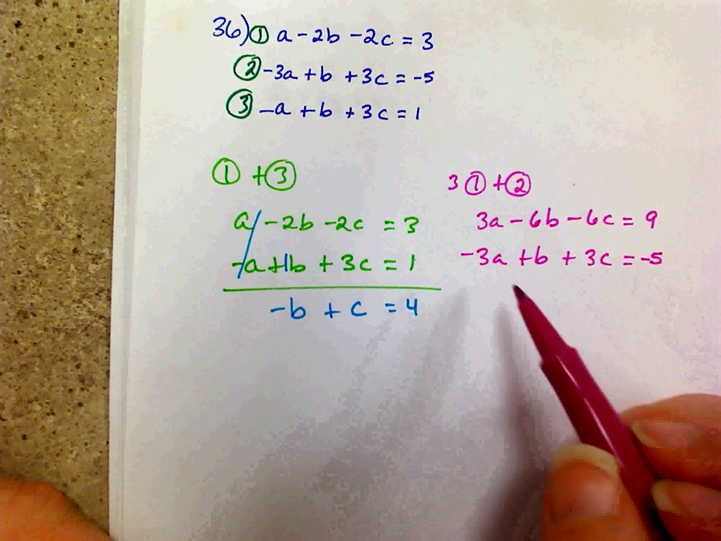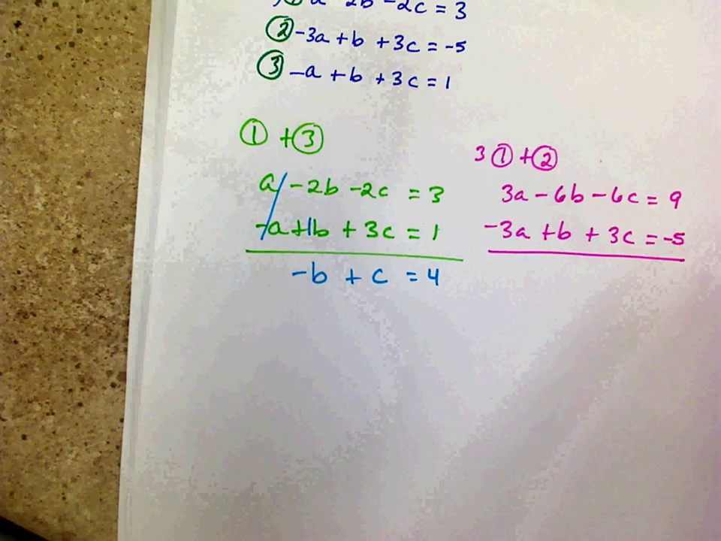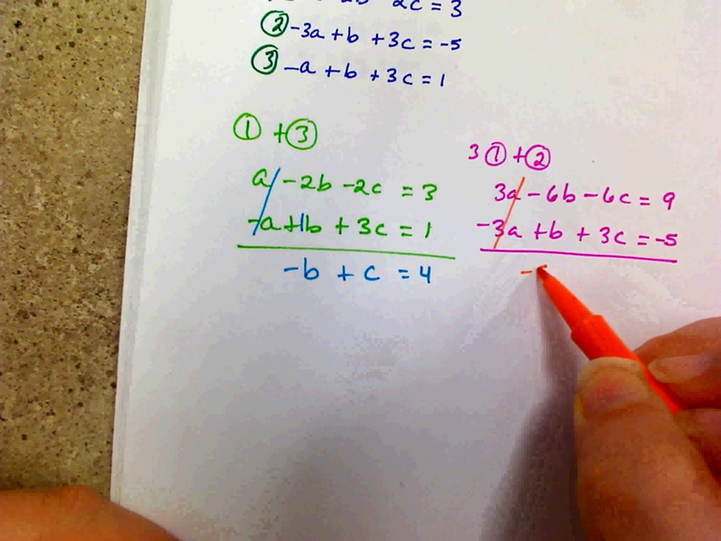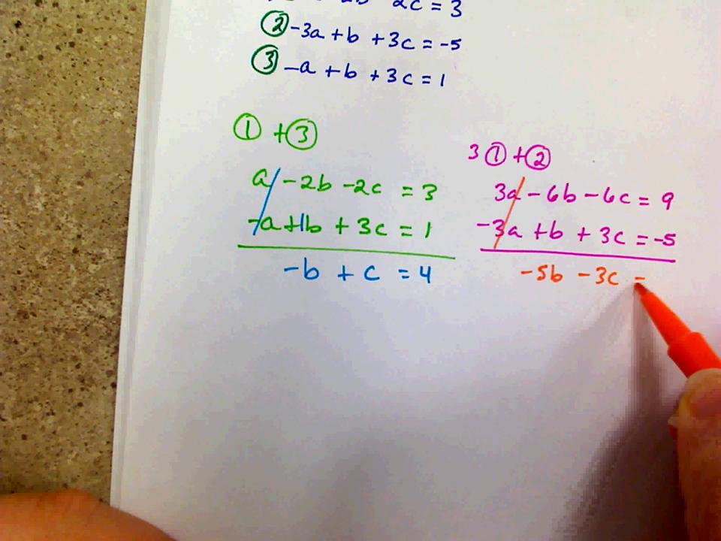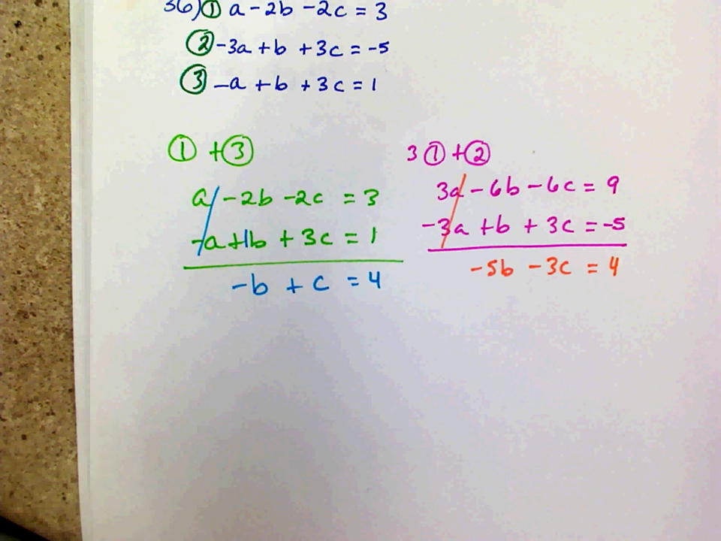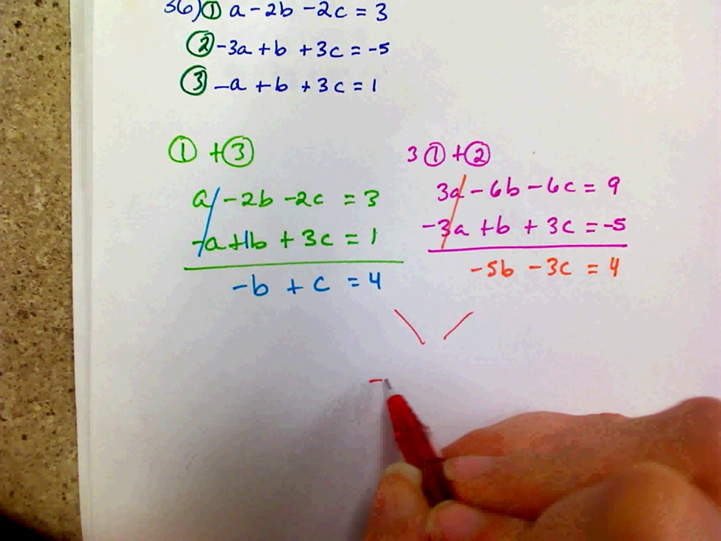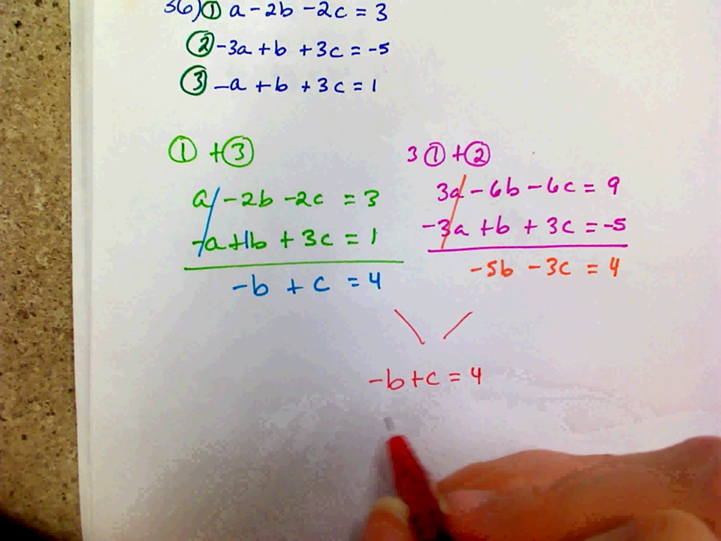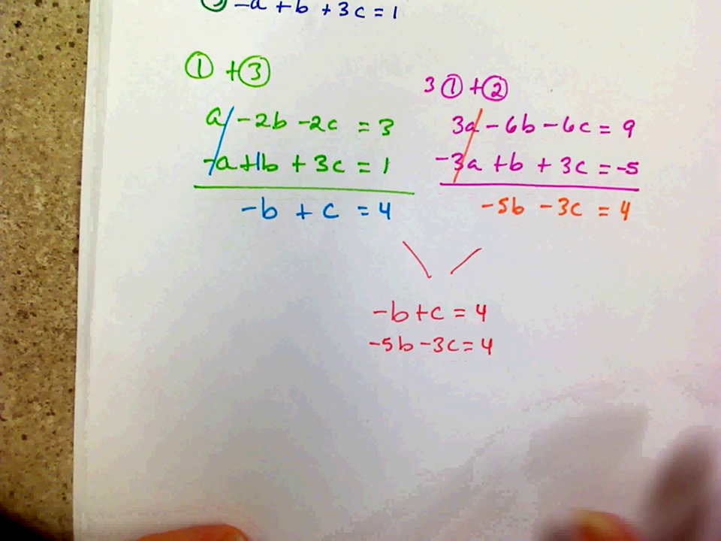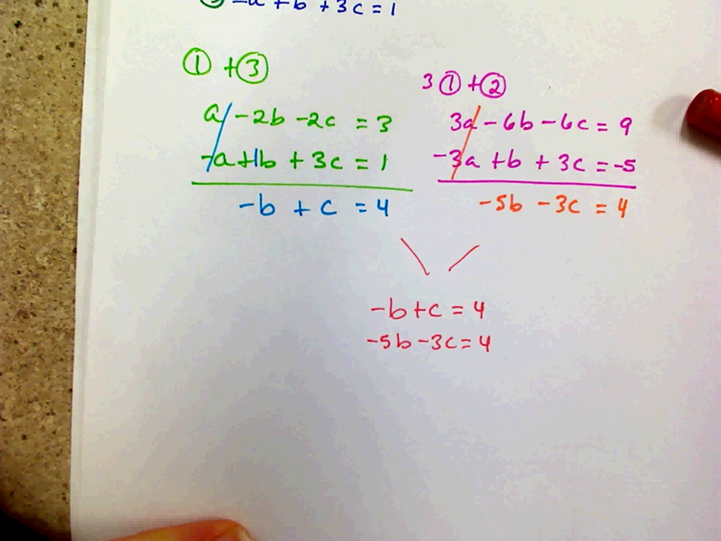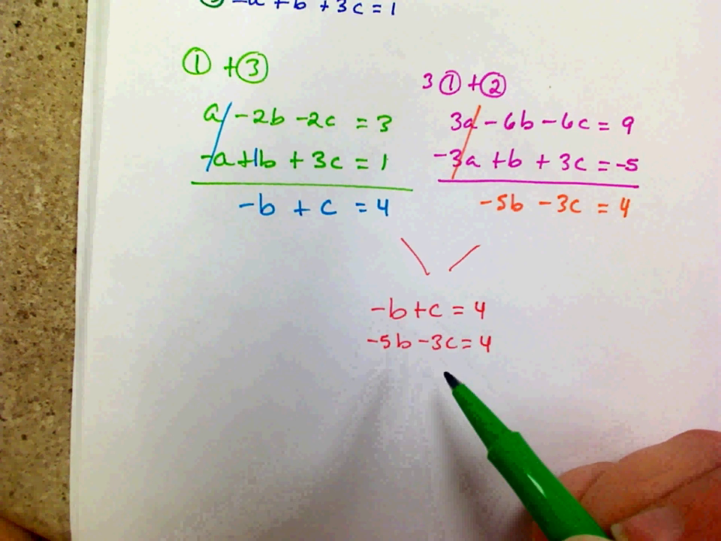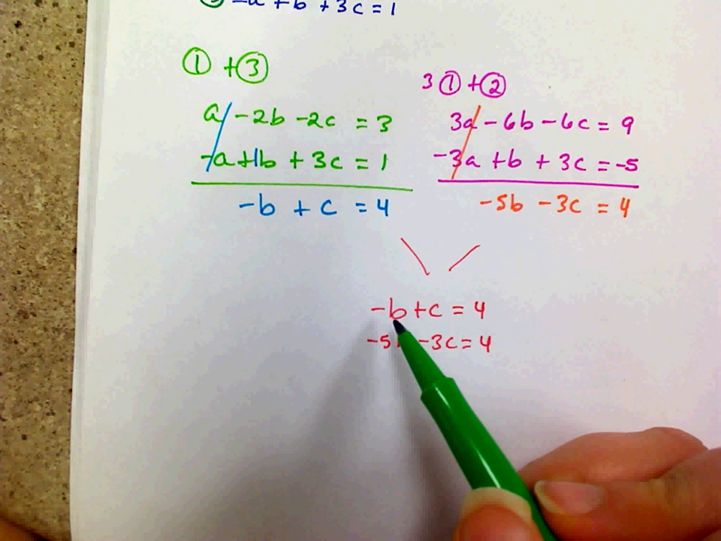Okay, so I'm going to add these two rows. When I add them, the A's cancel out again, and I'm left with a negative 5B, and then a negative 3C, and then a 4. So what I do now is I take these two equations that I just ended up with, and I stack them here. Negative B plus C equals 4, and negative 5B minus 3C equals 4. At this point, I need to do elimination again. When I look at this problem, I want to see which one I can cancel out easily. Well, if I multiply the top by a negative 5, that would make it a positive 5 and a negative 5.